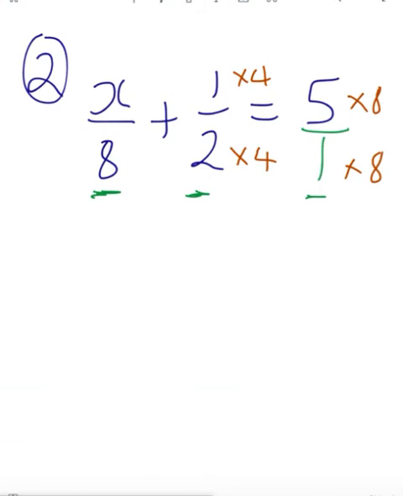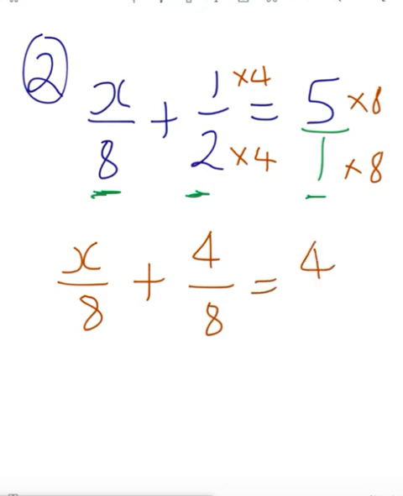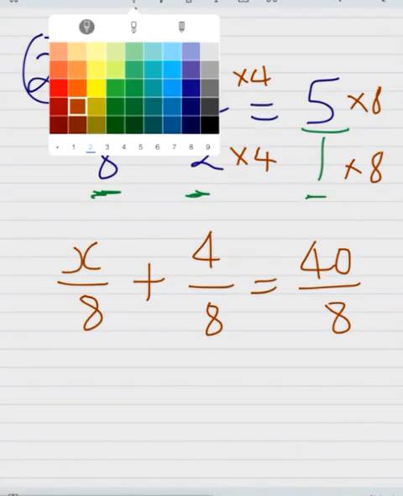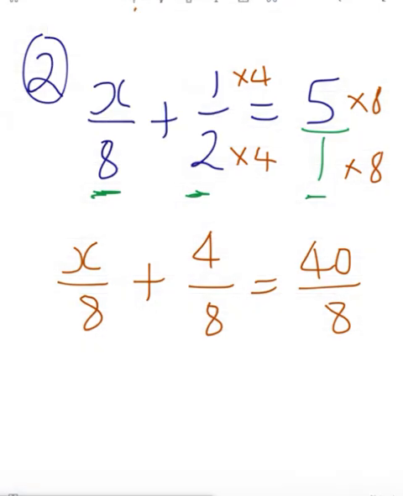So by doing this, I will end up with the same denominator for all of my 3 fractions. So I've got x over 8. This hasn't changed because 8 was the highest denominator, or multiple, so lowest common multiple. Plus 1 times 4 is 4, and then 2 times 4 is 8, equals 5 times 8 gives me 40 over 8. And now the fun part is, now that every fraction has the same denominator, all I've got to do is cross off the 8s. And we're done.